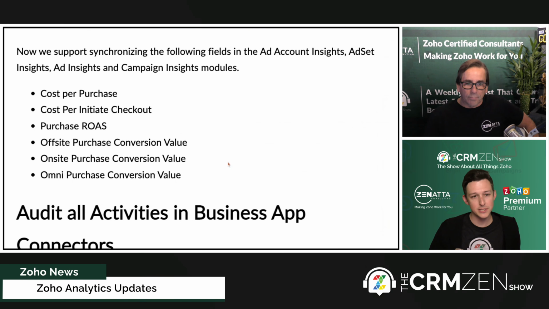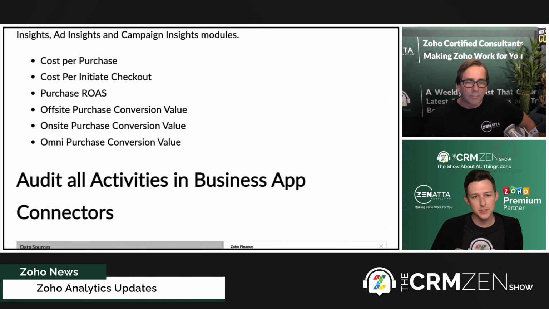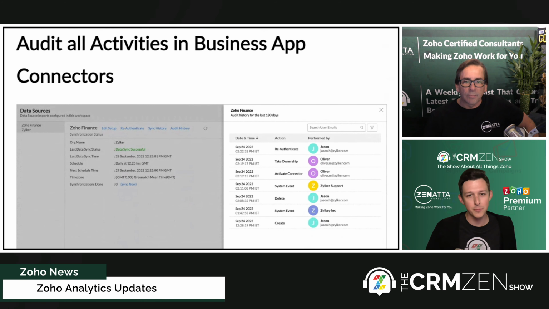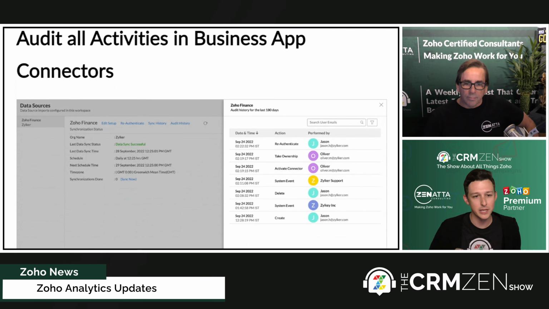Cost per purchase, cost per checkout, your return on ad spend per purchase. So some nice ones there as well. I mean, again, the more the merrier. Anything that a third party source can provide, we surely want the option to pull it in.